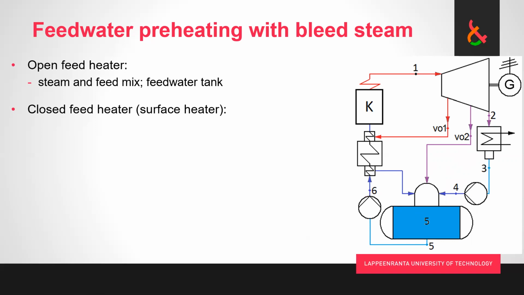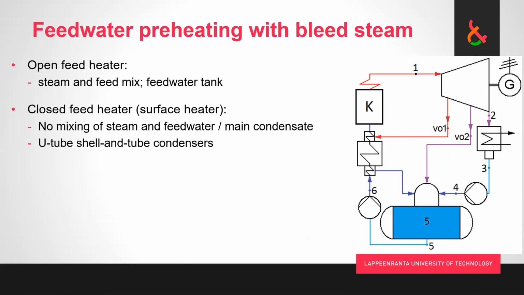It's important to understand what they mean. So this open feed heater is basically just a tank where steam and water mix, and they exit at the saturated liquid conditions. The closed feed heater, surface heater, is basically a heat exchanger. There's no mixing. The steam just releases heat to warm up the water.